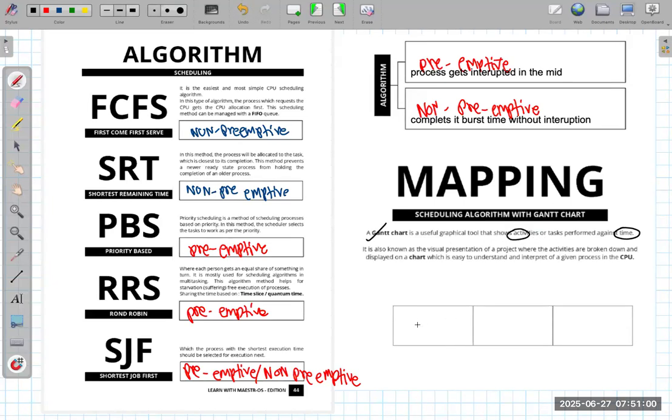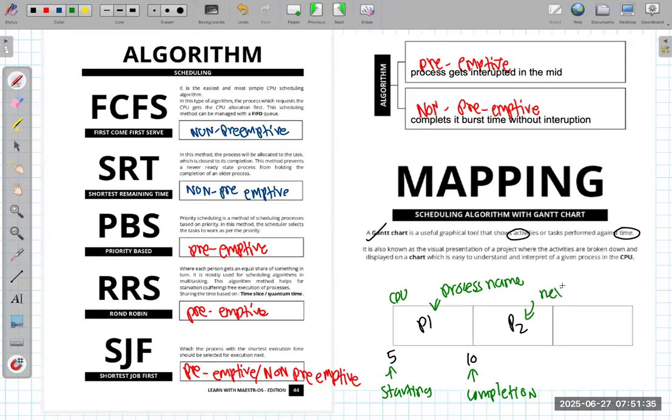A Gantt chart looks like this. In this Gantt chart, we will write P1, and 5, 10, then P2. This is the process name, which the CPU is assigning at the moment. This is the starting time and this is the completion time. So process 1 begins its processing at 5 and ends at 10. The next process would start at 10 and complete at 15. A process's starting time and ending time are mentioned here.